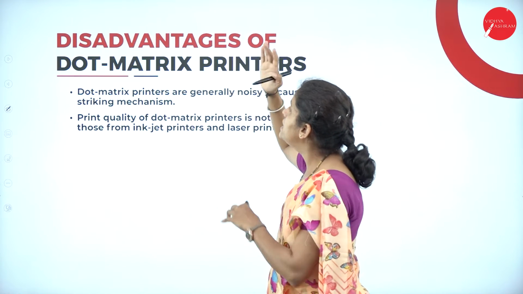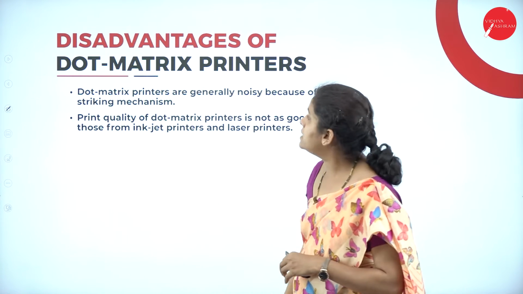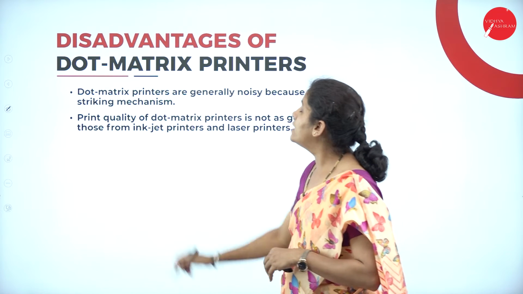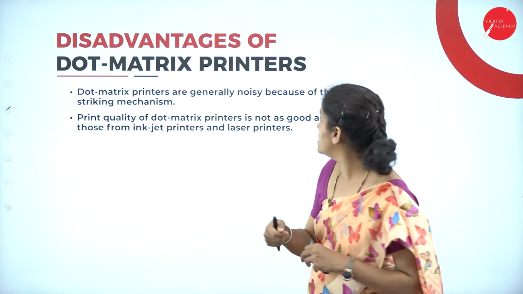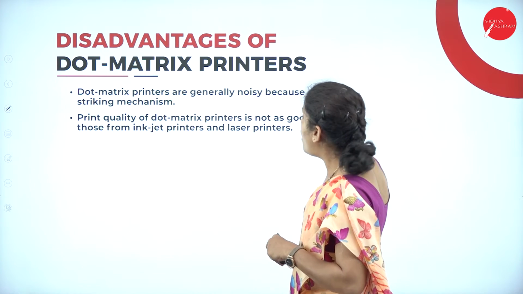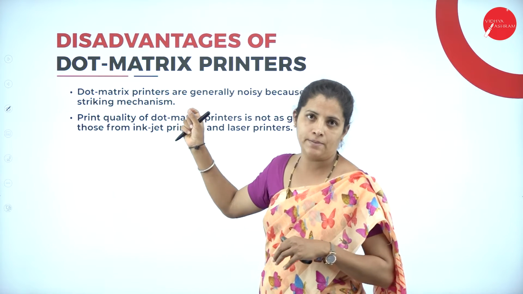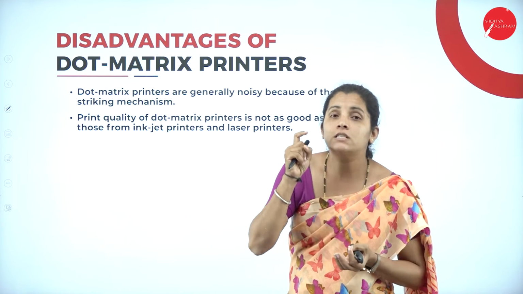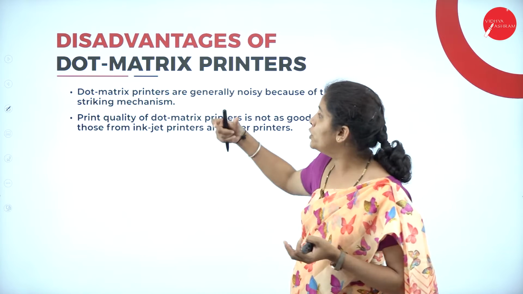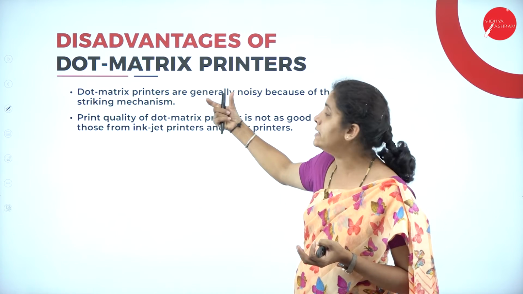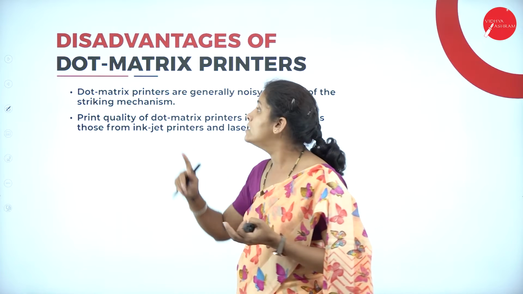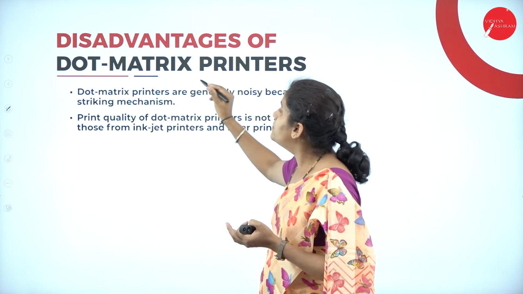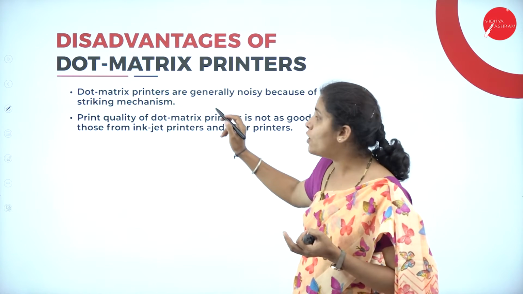Moving on to the disadvantage. So what is the disadvantage? The dot matrix printers are generally noisy because of the striking mechanism. When the pin strikes the ribbon, it produces noise. So it produces excess noise.